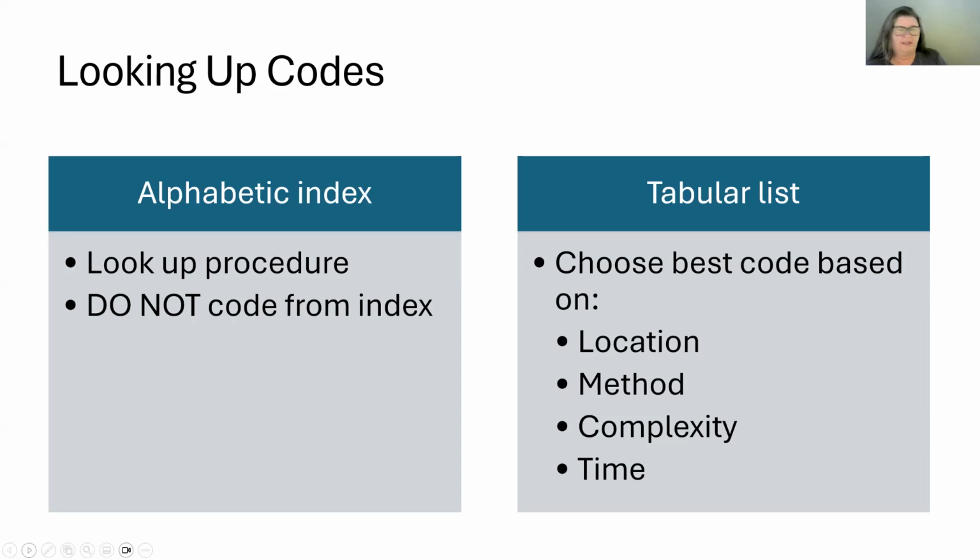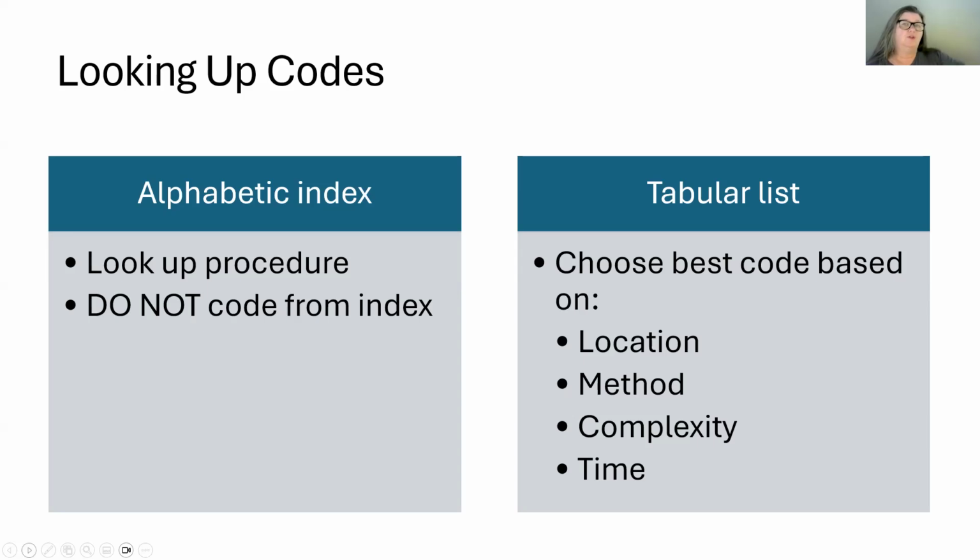Don't code directly from the index. It won't give you the page number necessarily. It will give you the code number, and then those are in order, but don't code directly from the index. So if you go back and look something up and you find that it says it's 99204, for instance, okay, don't go, oh, yep, it's 99204. There may be other factors to choose a better code.